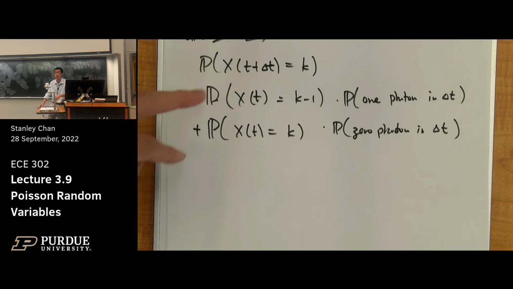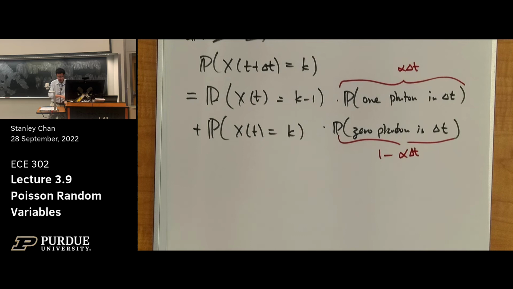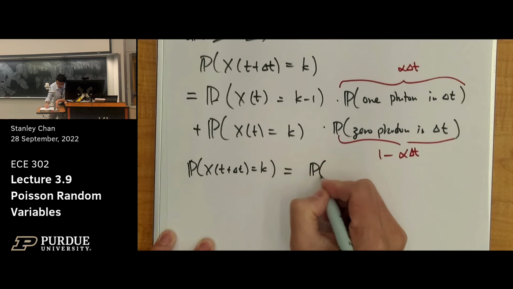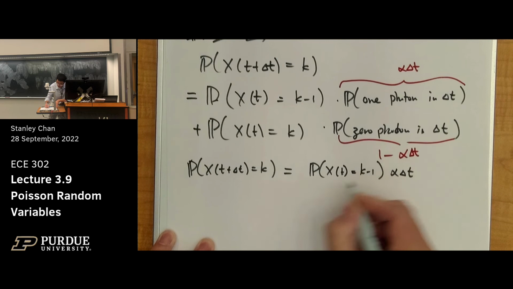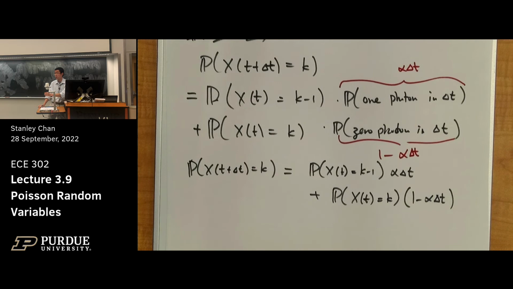Now, life is easy because, according to my assumption, this one is just alpha delta t, and this is 1 minus alpha delta t. I have these two. So the probability that x of t plus delta t equals k, which is my left-hand side, I can write as the probability that x of t equals k minus 1 times alpha delta t, plus the probability that x of t equals k times 1 minus alpha delta t. I have an equation set up.